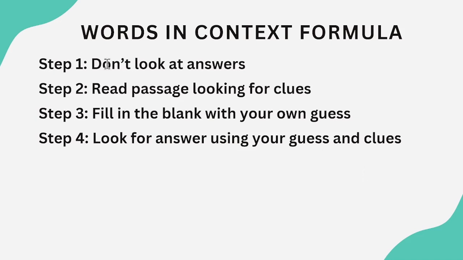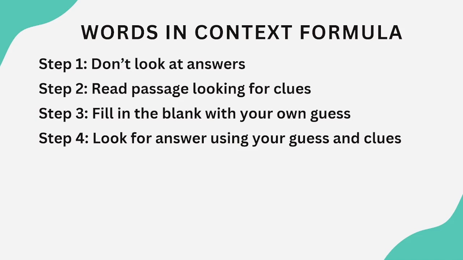First, step 1. We're not going to look at the answers. Don't get distracted by them. We're first because we want to predict something. So step 2, we're going to read the passage looking for clues. Step 3, we're going to fill in the blank with our own guess. So this is why it's important not to look at the answers so they don't try and trick you. You're going to guess the word that should fit there, and then you're going to find the answer that looks very similar and works just like you guessed it.